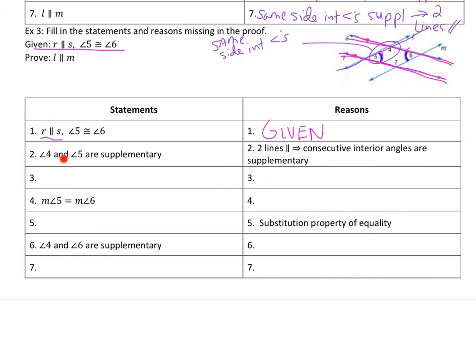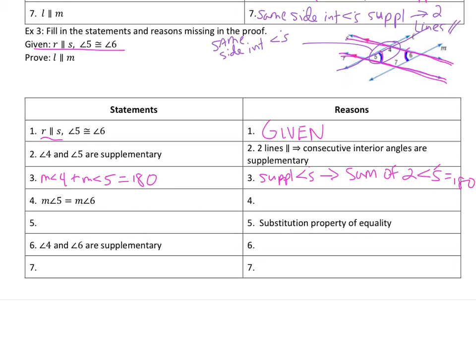Remember, if we know that these two angles are supplementary, there's always something that we can write about it, because supplementary implies that those two angles will add up to be equal to 180 degrees. This means that we need to write the measure of angle 4 plus the measure of angle 5 equals 180 degrees. And our reason is already written: supplementary angles implies the sum of two angles will equal 180 degrees.